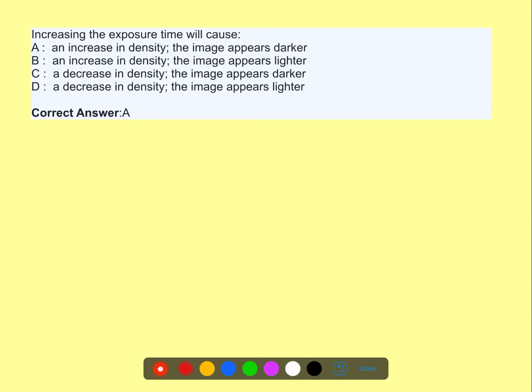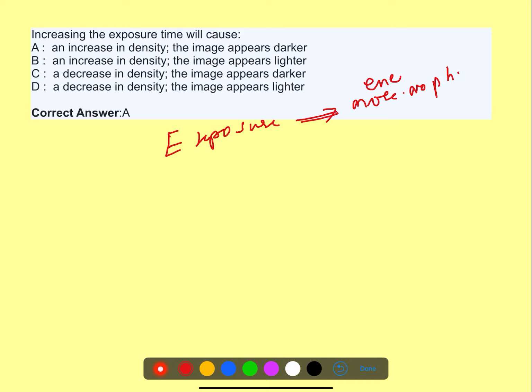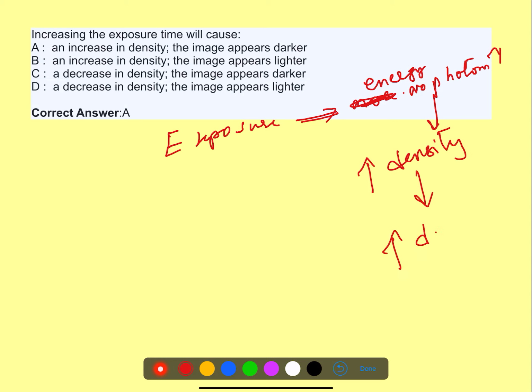Increasing the exposure time will cause an increased number of photons, or more energy of photons. It increases the density of the film, and if the density of the film increases, the film is darker. So exposure is high, then density is high, and the image appears darker.